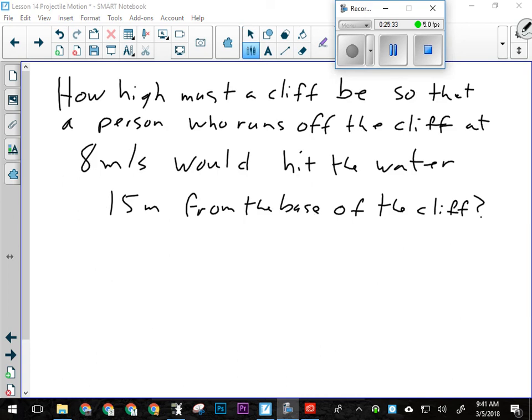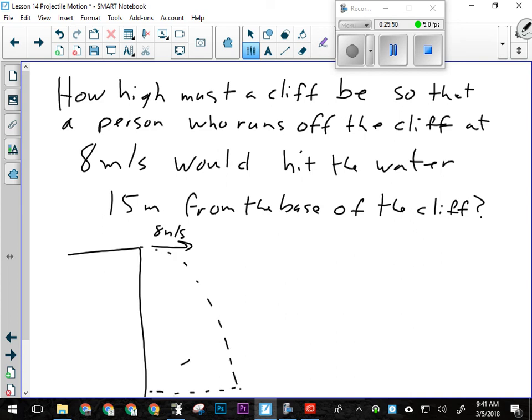Okay, so I want you to calculate how high a cliff has to be so that a person who runs off the cliff at 8 meters per second would hit the water 15 meters from the base of the cliff. So there's our cliff. We're running off at 8 meters per second, following a path like that, so that this distance here is 15 meters. I want you to figure out how high the cliff is. I'll give you a few minutes on that, see if you can figure it out.